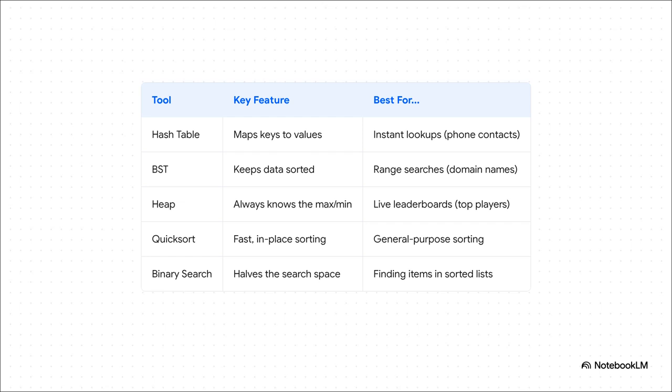You need instant lookups, like a phone book. You're going to grab a hash table. You need to keep your data sorted so you can search for ranges, like with website names. That's a job for a binary search tree. You need to always know who's number one on a live leaderboard. A heap is your go-to tool. Got a big, messy list? You use Quicksort to get it in order. And then, once it's sorted, you need to find one thing in it. You unleash the power of binary search. It's all about the right tool for the right job.